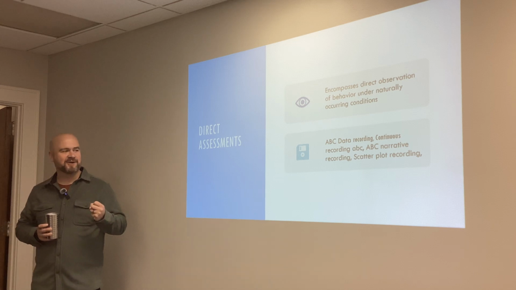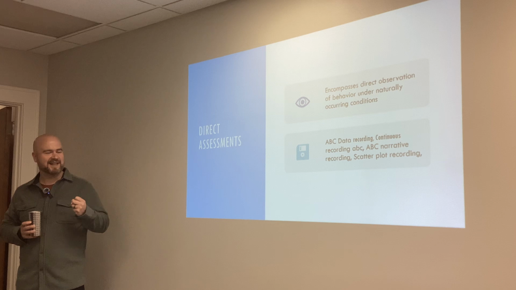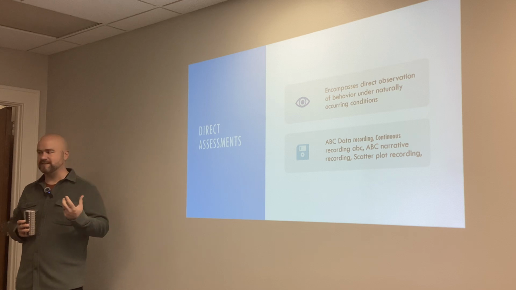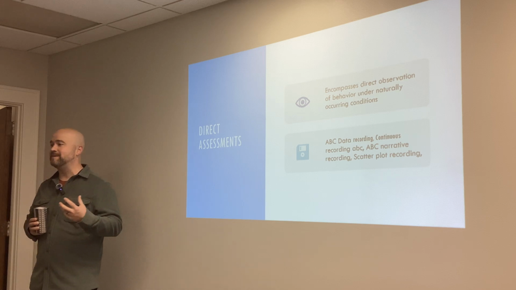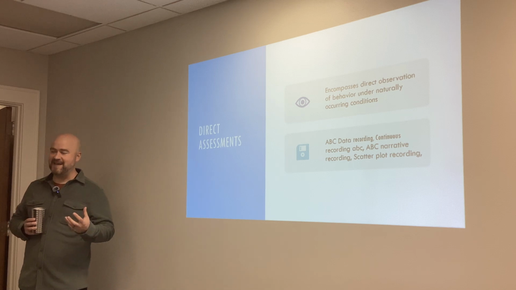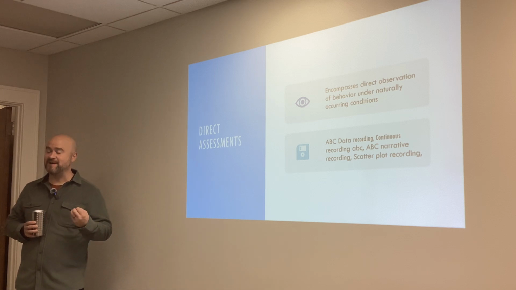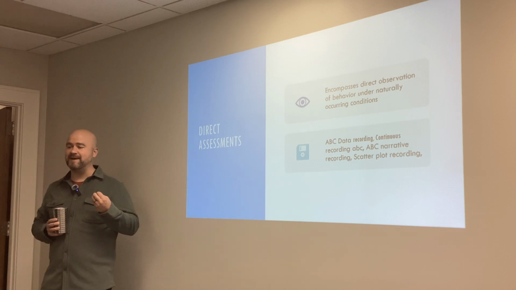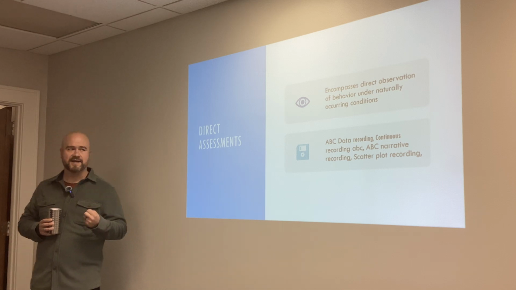And the scatter plot recording is another example. And I think we will show an example of these. Pretty much a direct observation, direct assessment is when I go out and directly observe the behaviors of concern. I'm going out to figure out why behaviors are happening for myself with my own eyes. And I'm going to also see how often it's happening now. I'm going to see what the baseline is.